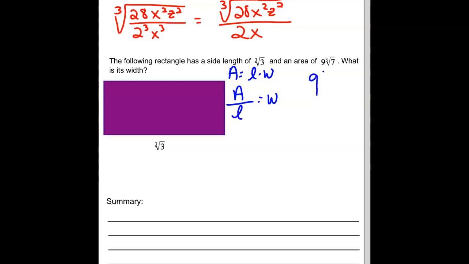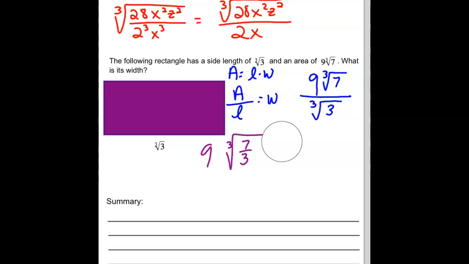So we have 9 times the cube root of 7. We are dividing by the cube root of 3. Okay, now notice that 9 in front is just going to sit out there in front. The cube root part that we have is this 7 over 3. Okay, so we need to multiply in enough that's going to make this a group of 3. So I need 2 more 3's in the denominator since I have 1, which means I have to put 2 more 3's in the numerator.